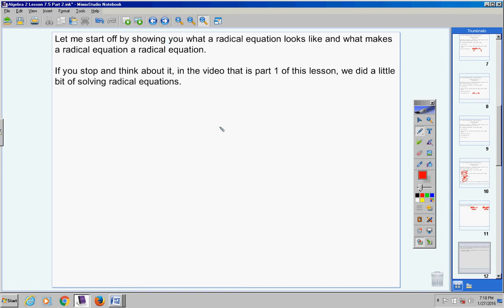If you stop and think about it, in the video that is part 1 of this lesson, we did a little bit of solving radical equations yesterday. Remember, we had like the geometric mean equals square root of 2x. Well, that was a radical equation, wasn't it? Remember the formula we used, gm like this, and then we solve for x. We did those in the part 1 video.